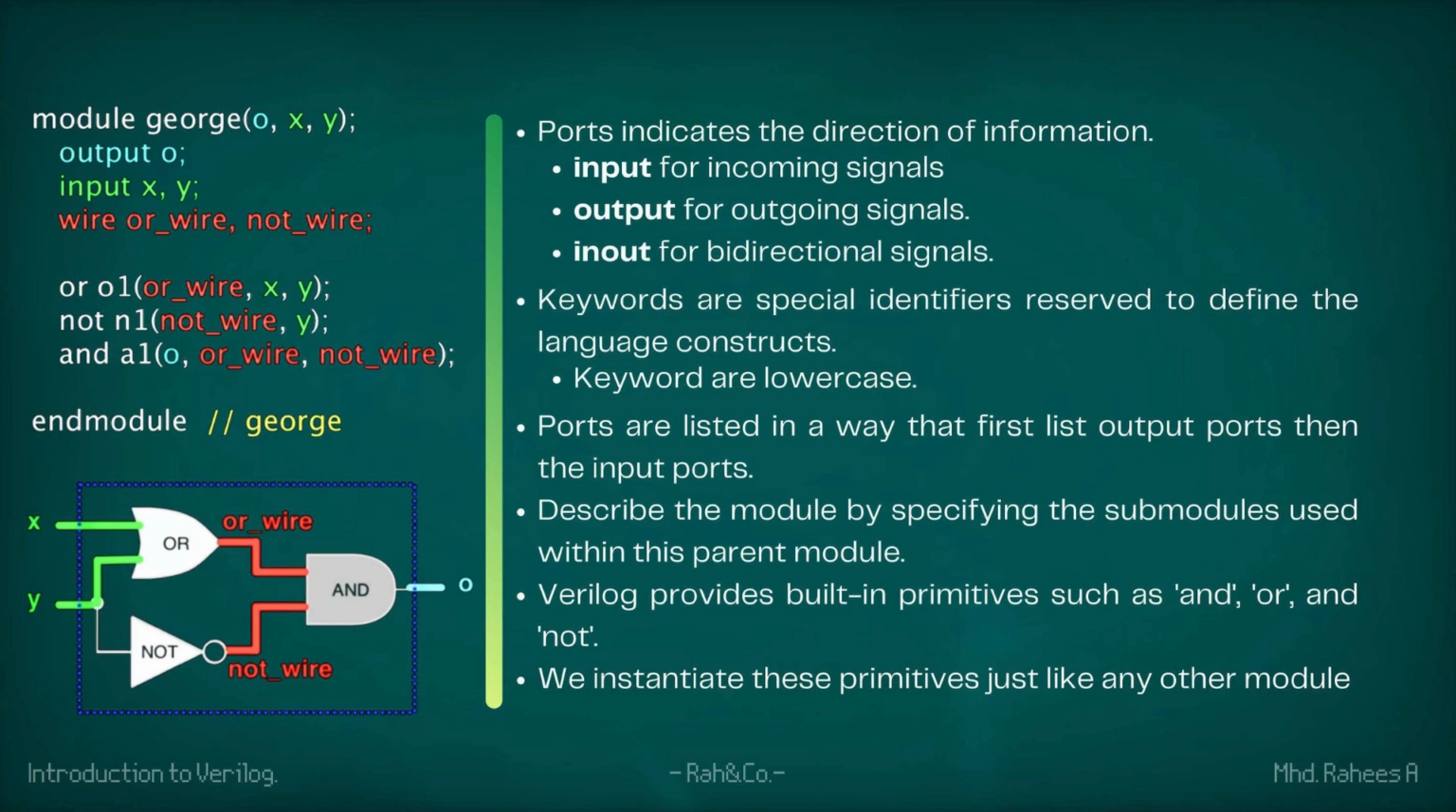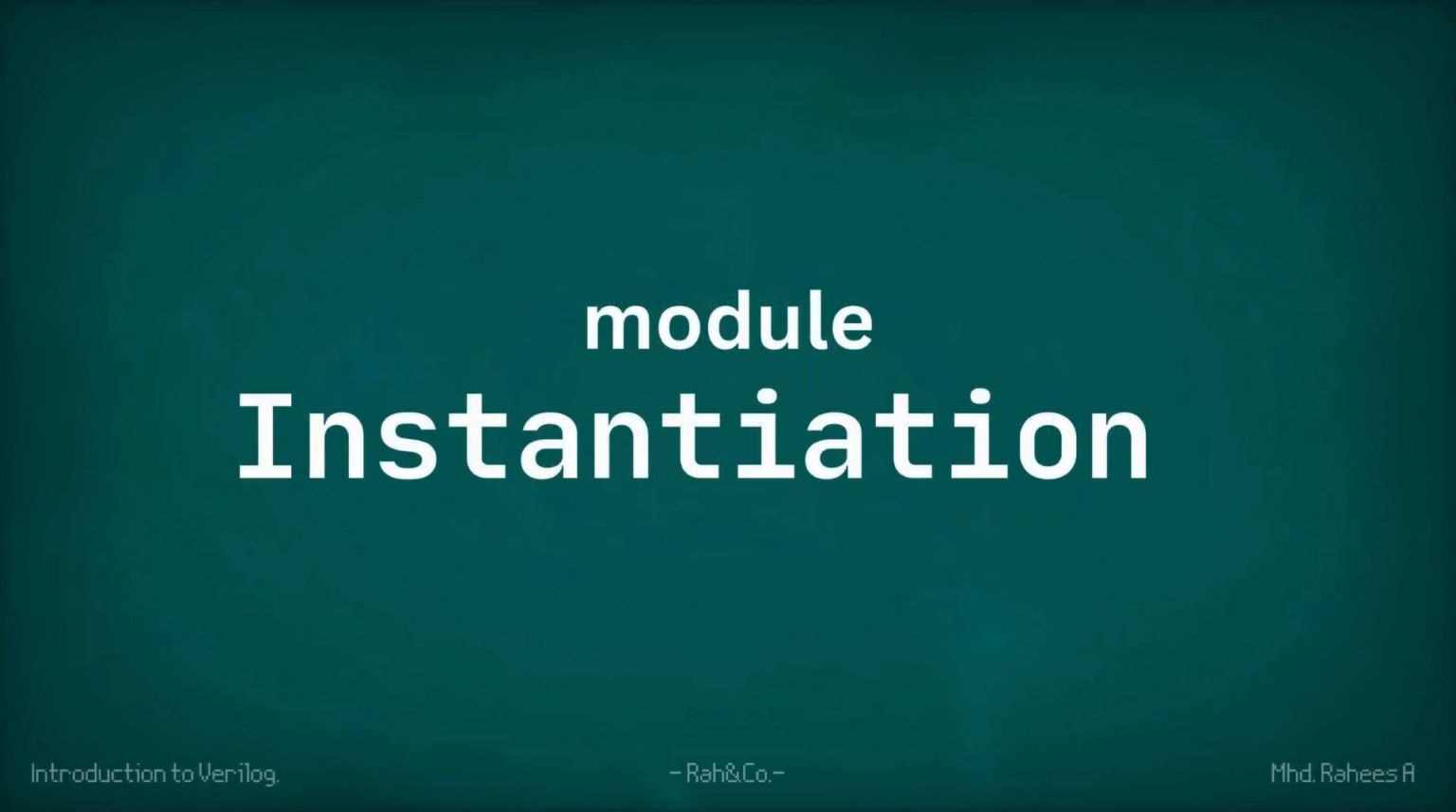Next we will describe our module by specifying the submodules used within the parent module. Verilog provides built-in primitives for logic gates such as AND, OR, and NOT. However, we instantiate these primitives in the same way as we would any other modules.